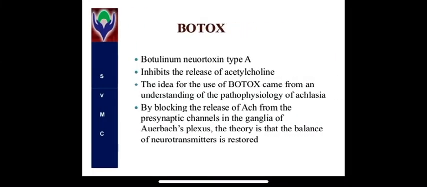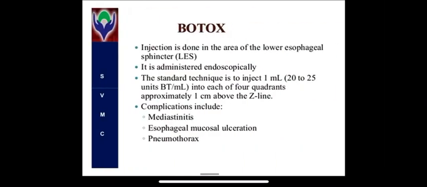Botulinum neurotoxin type A inhibits the release of acetylcholine. The idea for the use of BOTOX came from an understanding of the pathophysiology of achalasia. By blocking the release of acetylcholine from the presynaptic channels in the ganglia of the Auerbach's plexus, the theory is that the balance of neurotransmitters is restored, thus resulting in the relaxation of the lower esophageal sphincter. But such patients usually present with symptoms of GERD at a later date, and it is not a permanent modality of treatment and requires repeated injections.